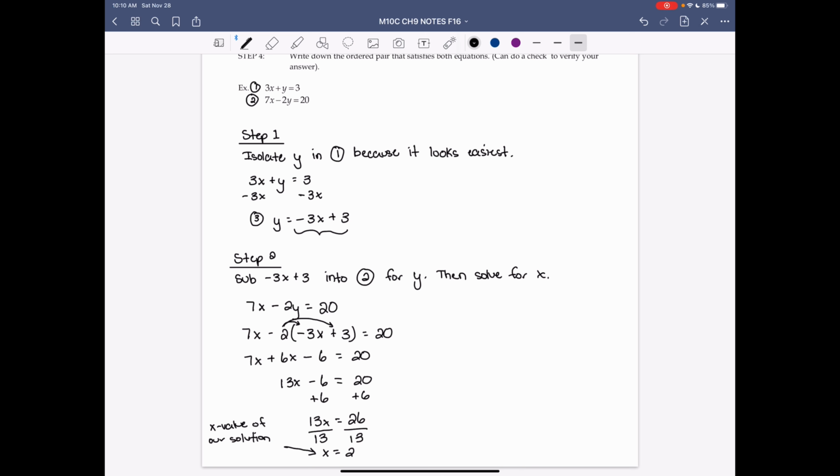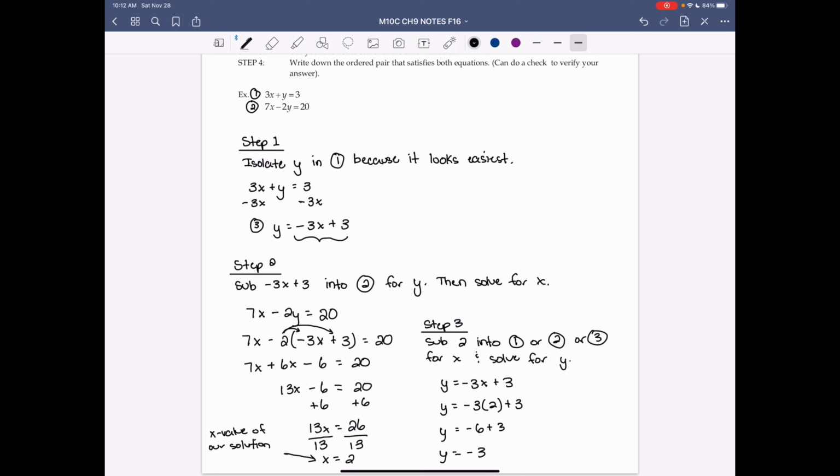So if I did that one, y equals negative 3x plus 3. Replace x with 2. Negative 3 times 2 plus 3. Negative 3 times 2 is negative 6 plus 3. y equals negative 6 plus 3, which is negative 3. So that's the y value of our solution. Then step 4, write down the ordered pair that satisfies both equations. And we can do a check to verify our answer.